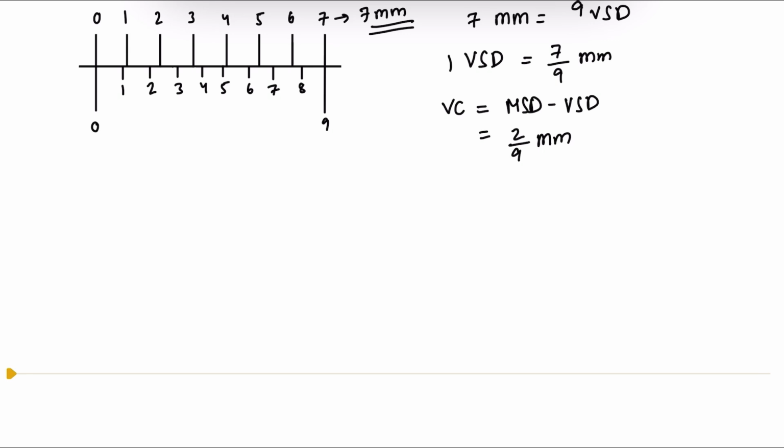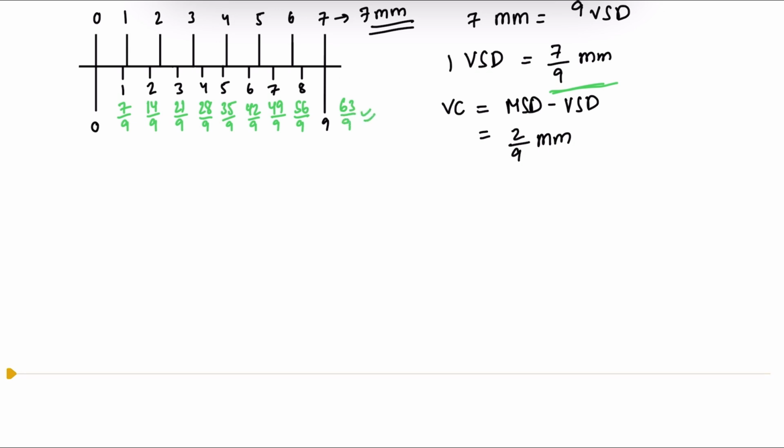So let's first check what these values represent. I'm going to write these in fractions, by the way. 1 MSD is 7 over 9 millimeters, so this is 7 over 9. This is 14 over 9. This is 21 over 9. 28 over 9. 35 over 9. 42 over 9. 49 over 9. 56 over 9, and 63 over 9.